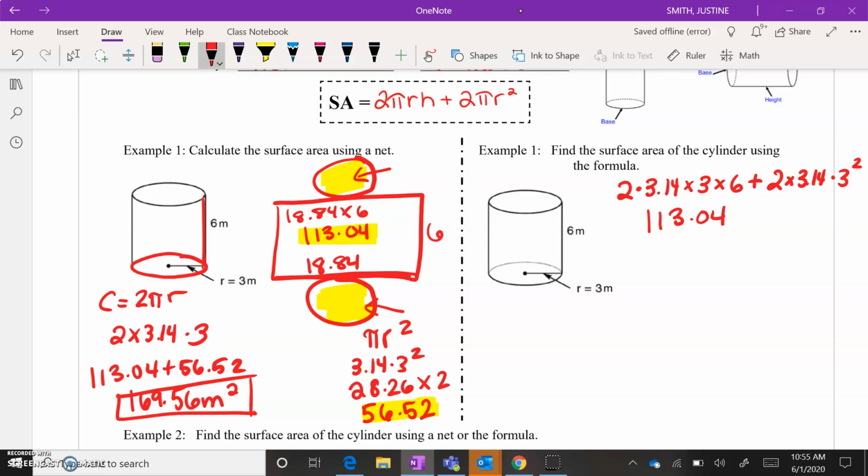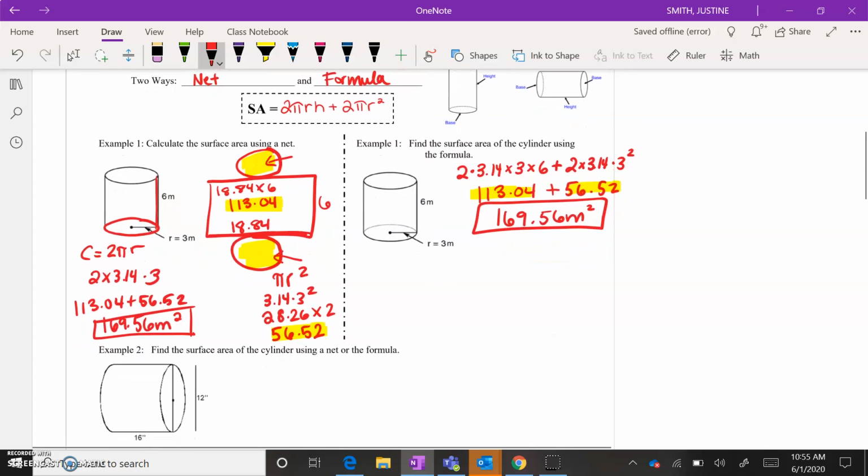And if you think about that, 2 pi r, that's circumference times the height. And then 2 pi r squared is the area of a circle times 2, which is also what we did. So if I do 2 times 3.14 times 9, that's going to give me that 56.52. So you can see these are the same numbers that we got by doing the net, but I think it's a little bit less work to do here. So if we add those together, that should give us the 169.56 meters squared. So you should try to use that formula to make it easier.